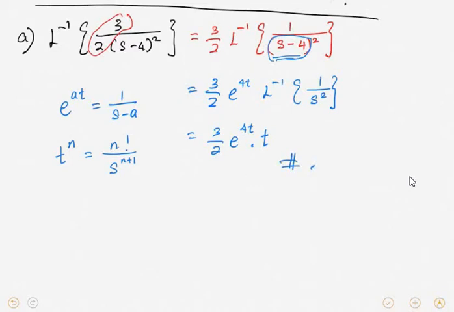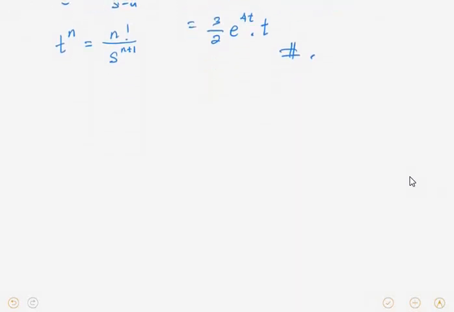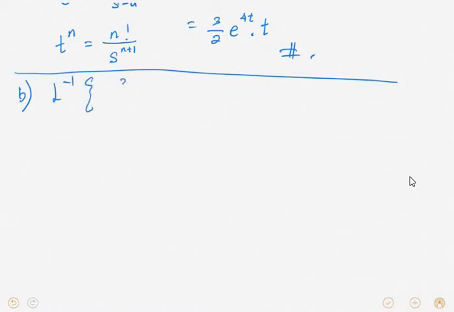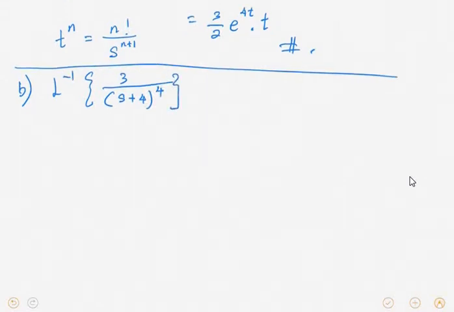After this example, let's look at another example. The inverse Laplace transform of 3 over (s plus 4) power of 4. How are we going to solve this? If you look at this question here, again, s plus 4 is a shift. So we can take out the shifting. Okay, so s plus 4 is equal to exponent negative 4t, and then we are left with 3 over s power 4.